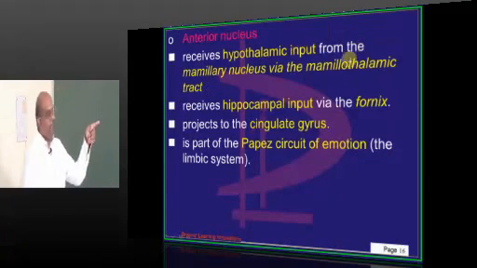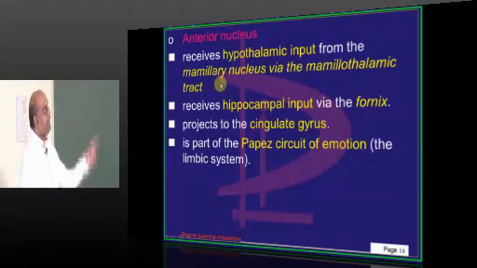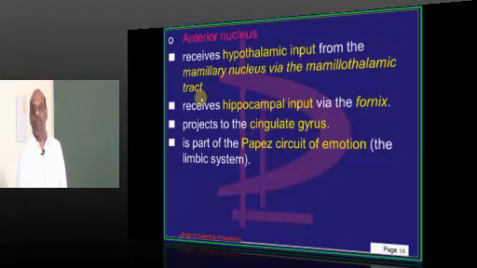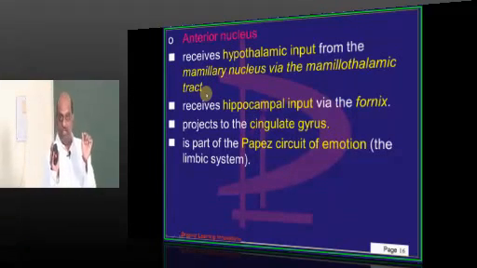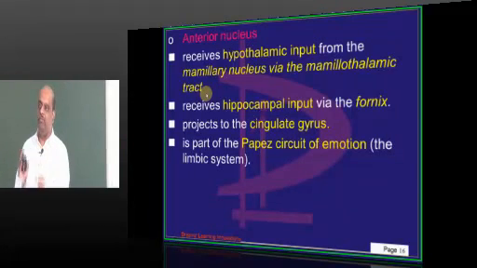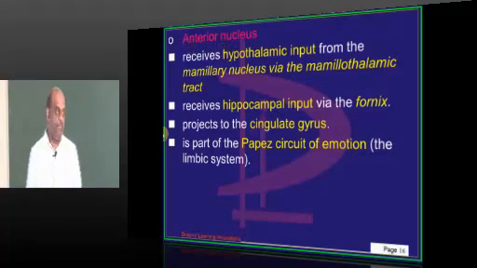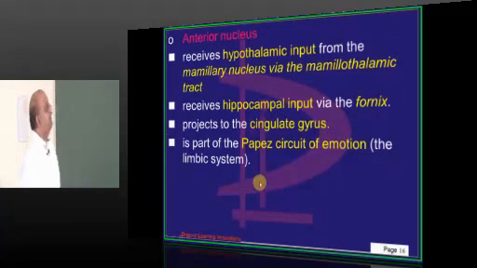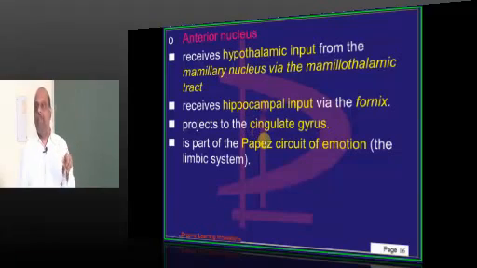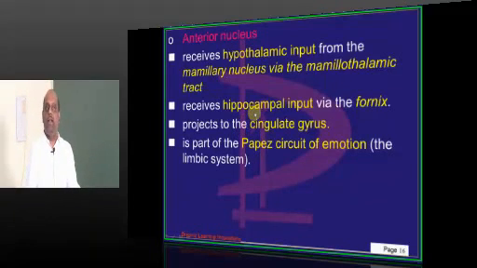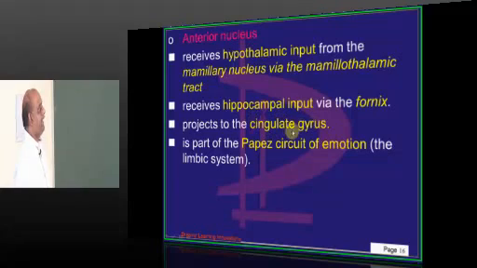It receives the hypothalamic input from the mammillary nucleus via the mammillothalamic tract. The mammillary bodies are part of the midbrain and hypothalamus area we have seen. Then from the hippocampus, the anterior nuclei receive input via the fornix, and that hippocampal input reaching the anterior nucleus ultimately goes to the cingulate gyrus.